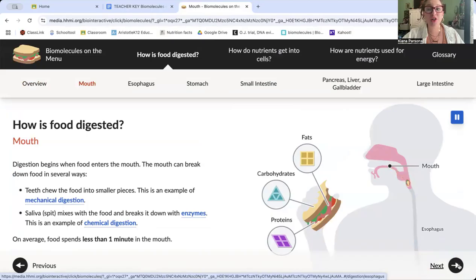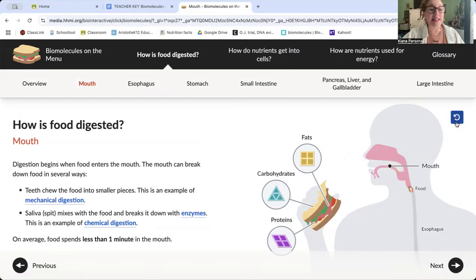All right, so digestion begins when food enters the mouth. The teeth chew the food into smaller pieces, and this is an example of mechanical digestion. We also use the tongue to move the food to the back of the throat when we swallow. That's also part of the mechanical transportation of the food. But there's also chemical digestion happening in the mouth.